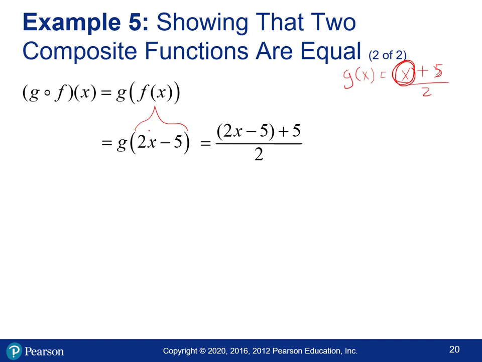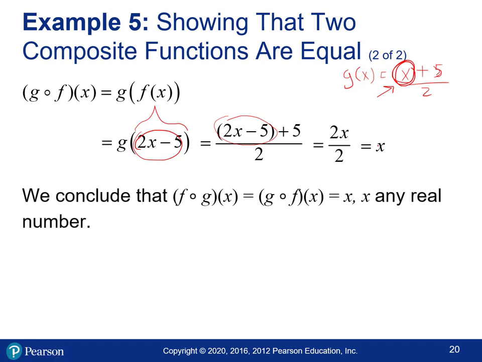So what's in the parentheses is going right in the spot of x, what used to be x. So 2x minus 5 goes right there. So plus 5 over 2 is added to that. Okay, so the 5's go to 0. 2 divided by 2 is 1, so that's x. So we did it. So we concluded that f composed of g of x is the same as g composed of f of x, and they're both equal to x.